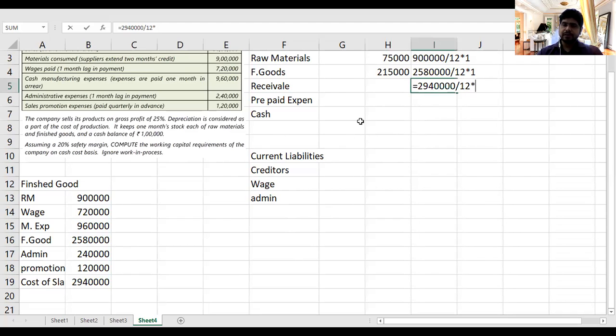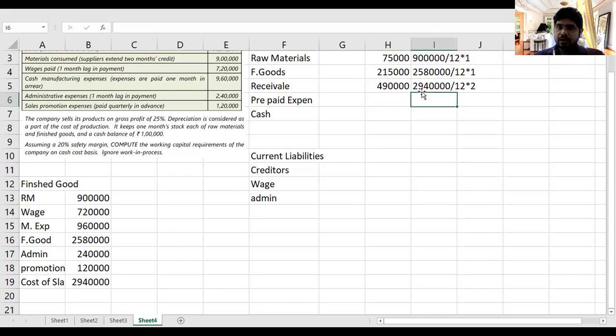And here, how much do we keep? How long? How many months did we allow our customers to settle the payment? 2 months. Very good. Yes. Then 400, 940. 1, 2, 3, 4. Yes, right.